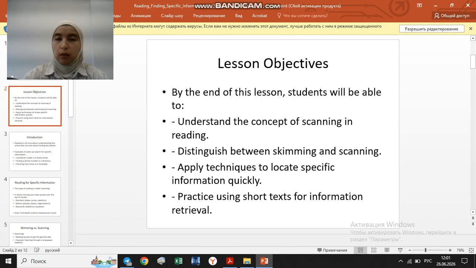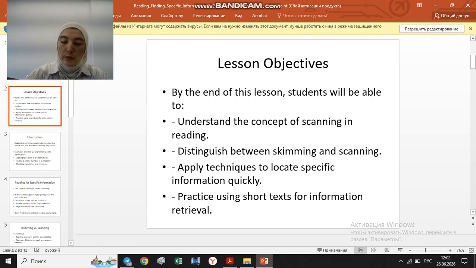We have learned about skimming and scanning in the previous classes, and we are going to revise them. The next one: apply techniques to locate specific information quickly. We are going to have a look at some tricks and techniques in doing reading questions and practice using short texts for information retrieval. I'm going to give you some mock tests that are used in Uzbekistan by the state test center. So these are the objectives we are going to work on today.